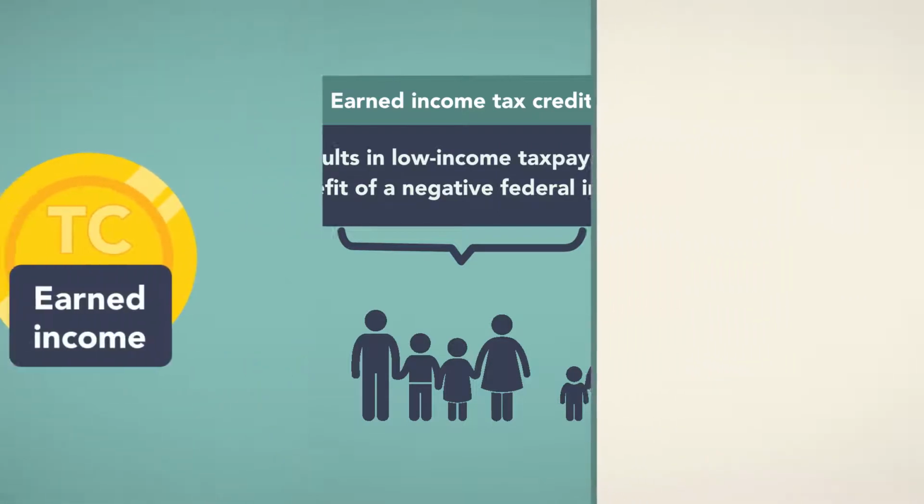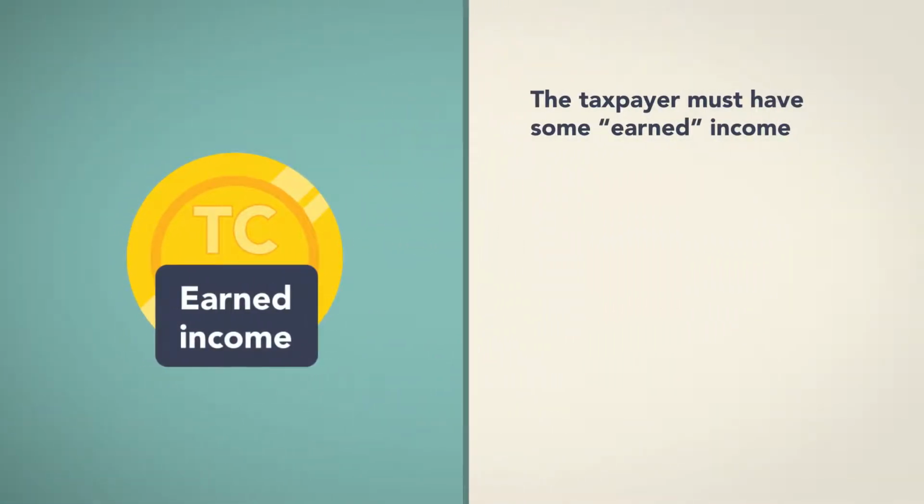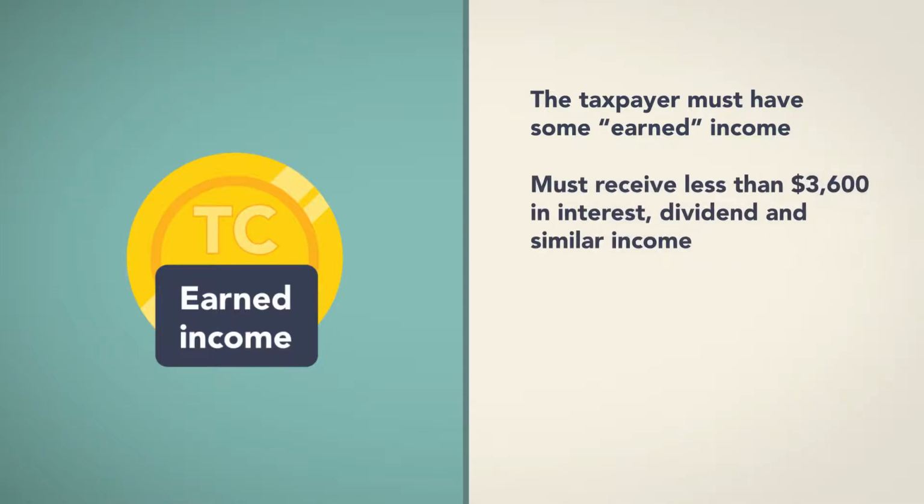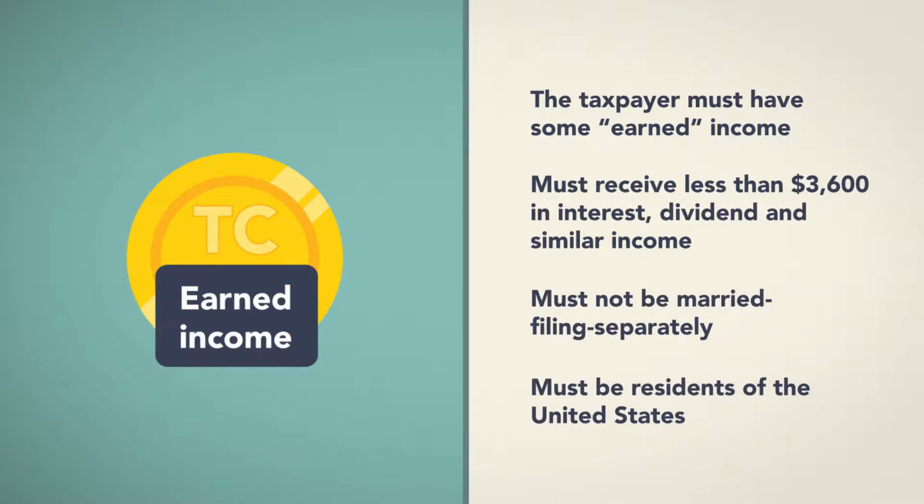To qualify for the credit, the taxpayer must have some earned income, such as from a job or the taxpayer's own business, and must receive less than $3,600 in interest, dividend, and similar income. This is to avoid giving the credit to those who have independent wealth. And must not be married filing separately, must be residents of the United States, and meet certain other conditions.